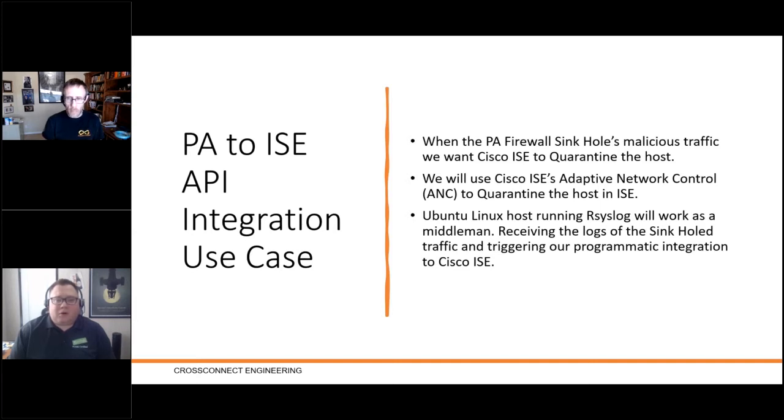And in our example, we're going to be using, obviously, the DNS sinkhole ability in the Palo Alto firewall. In the Cisco ISE, we're going to use adaptive network control, which is the ability to quarantine hosts either through an API or pxGrid. And then in the middle, we're going to use an Ubuntu Linux host running rsyslog, which is the open source version of syslog, as a middleman. When it receives the sinkhole logs from the Palo Alto firewall, it's going to trigger some Python scripts that are going to provide our API integration into Cisco ISE to quarantine that host.